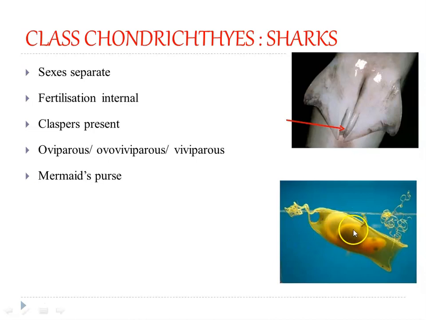And you can see over here the yolk deposition. This mermaid's purse is usually found clinging onto seaweeds or structures like that, and this is actually where the larval development completes. So here it is somewhat like oviparous. The mermaid's purse is unique to the sharks.